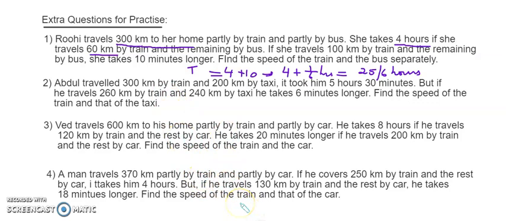Again, you're going to take 2 cases, case 1 and case 2. In case 1, the distance traveled by train and the distance traveled by car will help you find the time taken in each situation. Add the time taken in both situations, that is car and train, and you'll get the total time. Okay, hope this is clear.